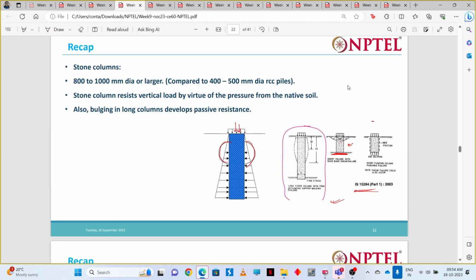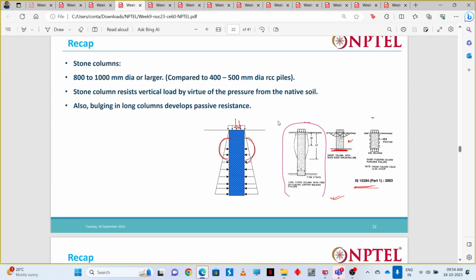Then we discussed stone columns. So what are stone columns? Stone columns are aggregate columns that are constructed, and with the help of their rigidity, they increase the strength of the soil.